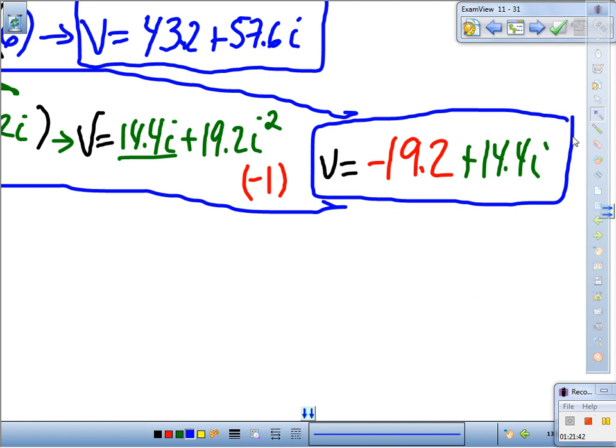Yeah, some of you are thinking, Mr. Q, how come you switch these? I want it written like this, but it's okay if you leave the I first and the constant at the end. Oh my goodness.